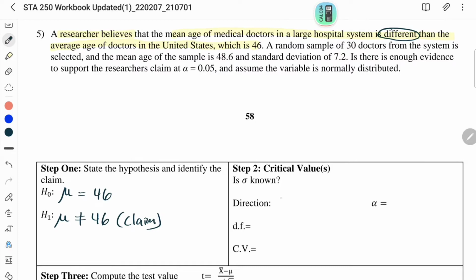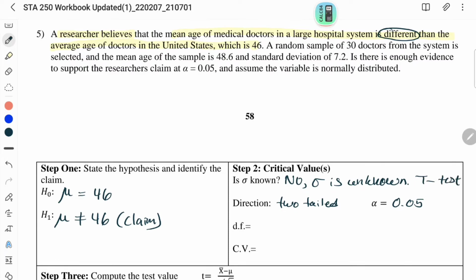We know that this is a two-tailed test because of the word stating that it is different. And the alpha level is 0.05. But once again, you must do this in order when it comes to your examination, because you won't have these indicators here. You have to know them. Is sigma known? And the answer is no. Sigma is unknown. And therefore, we're using a t-test.